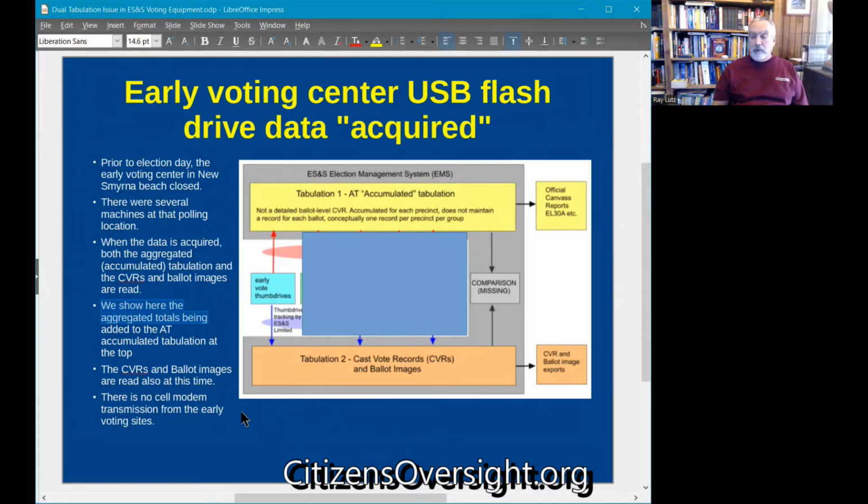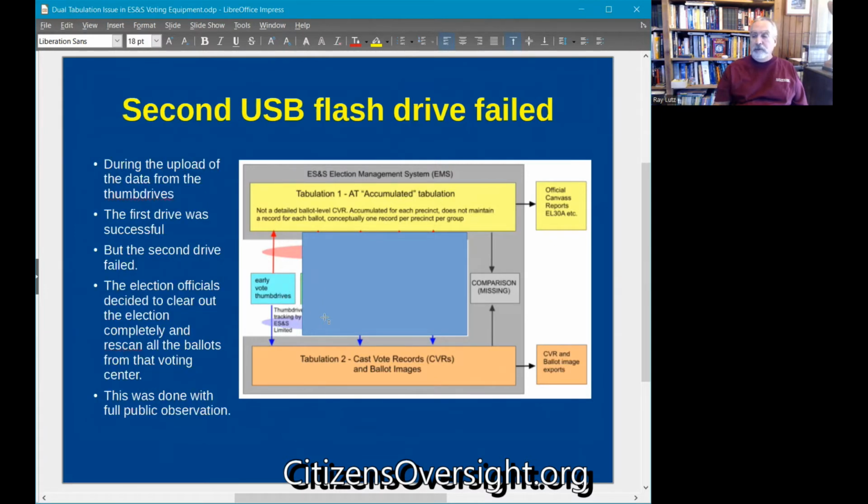There is no cell modem transmission from these early voting sites. Okay, let's go on. The next step is, when they started doing this, they read in the first drive, and the first drive was successful, but the second thumb drive failed. They could not read it. So the election officials decided to start over and just rescan everything.